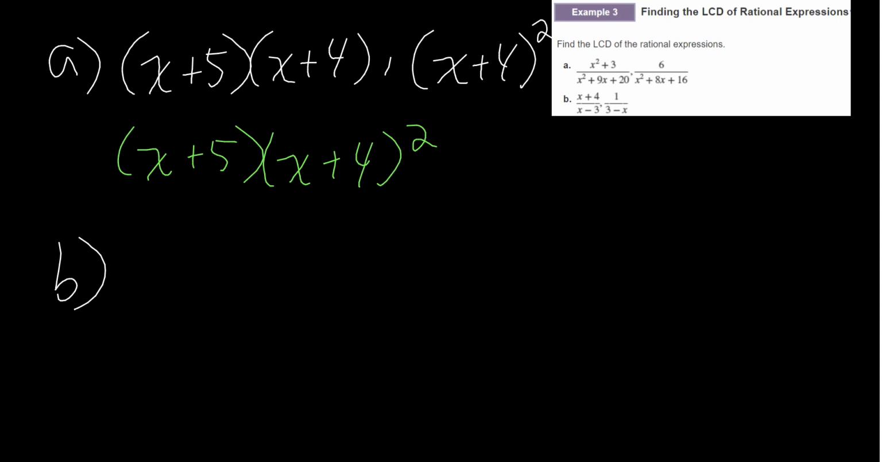Okay, so the least common denominator here is going to be either x minus 3 or 3 minus x. They are the negatives of one another, right? This one has a positive x and negative 3. This has a positive 3 and a negative x. And we saw in the previous example that you can factor out negative 1 and pretty much change it to the other one, right? So that's why this particular example can use both of them.